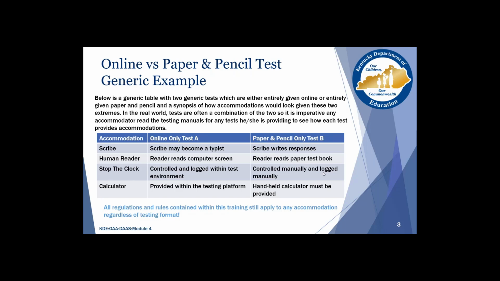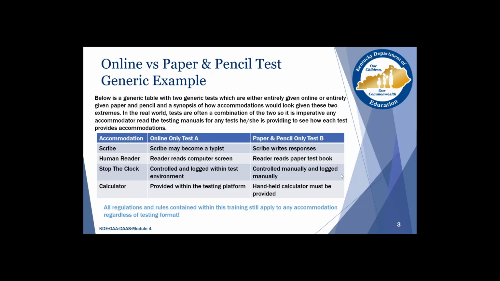In these strict environments, it would require accommodations to look a little different. If one medium is paper and pencil and the other is online, but accommodations are still required, they will necessarily look a little different in how they are provided. For instance, on Test A, the online-only test, a scribe may become a typist. But on Test B, the paper and pencil, all responses will be handwritten by the scribe. What the scribe can do does not change. The scribe still may only record word for word what the student says.